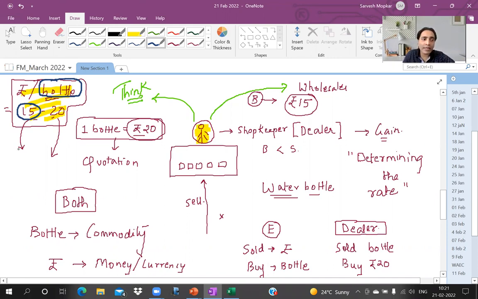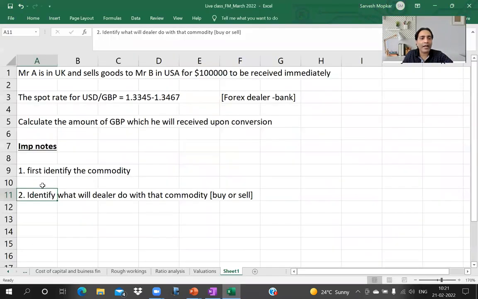But I'm not talking from the world at large perspective. I'm talking from dealer's perspective, because if your perspectives are changing again and again, it will lead to chaos. It will lead to confusion. So stick to these steps. Identify what will dealer do with that commodity. First, identify the commodity. Second, what will dealer do? Not the other party. What will dealer do with that commodity?